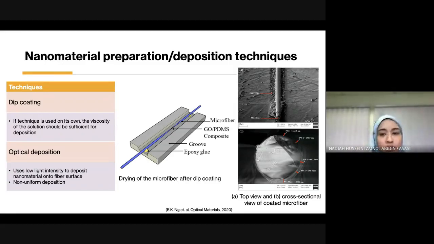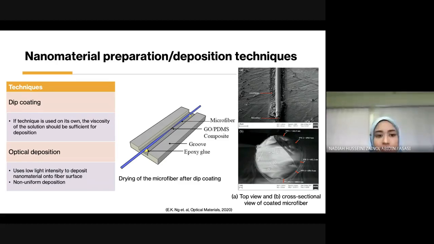When you do not use dip coating with optical deposition, the solution that you dip in must be viscous enough so that it grips onto the tapered fiber. This is what the author did. He dipped it into a composite. A composite is made out of polymer, so it has a certain viscosity, and that is great. And then he dried it on a groove, right? Because of gravity, some of the composite gathers on the side, as you can see in the diagram here in A. But you can see on the top part, there is an even coating and the SA is done.